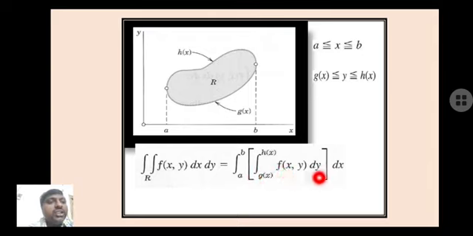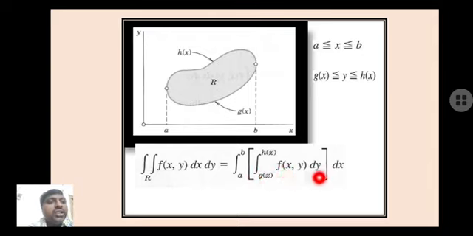See here, in the previous example, x varied from a to b and y varied from g of x to h of x. But here there is a small change. Here y is in between constant limits, so c is less than or equal to y less than or equal to d, and x is varying from p of y to q of y. First we are observing the y value. y is equal to c is the lower limit of your region R, and y is equal to d is the upper limit of your region.